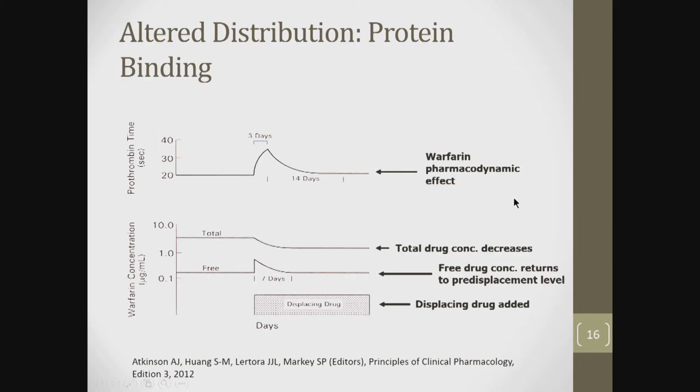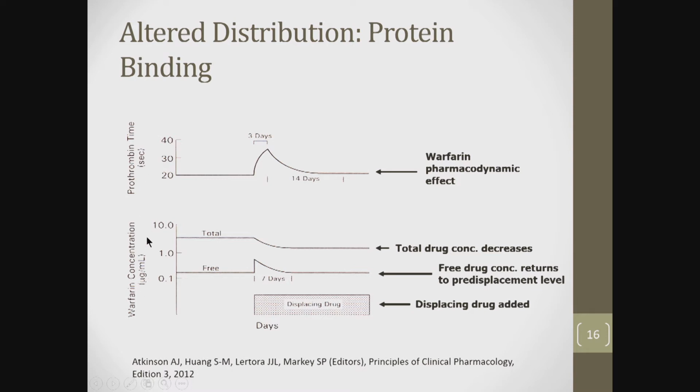So this is looking at warfarin. Warfarin is often cited as something potentially sensitive to protein binding interactions because it is a restrictively eliminated drug and it's got a narrow therapeutic window. So in the top plot, we have the pharmacodynamic response, which is bleeding or prothrombin time.